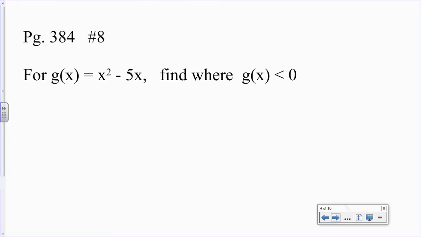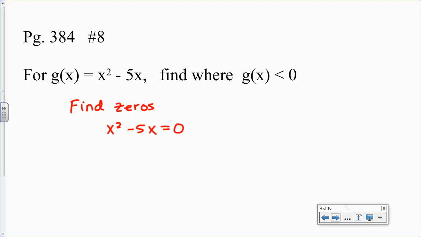Okay, so first of all, we're going to look at quadratic inequalities. So quadratic and polynomial inequalities, what we want to do is find the zeros. Okay, so we'll start off by finding the zeros. So I want to know when x squared minus 5x equals 0.